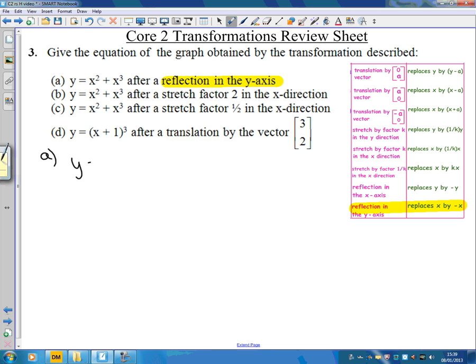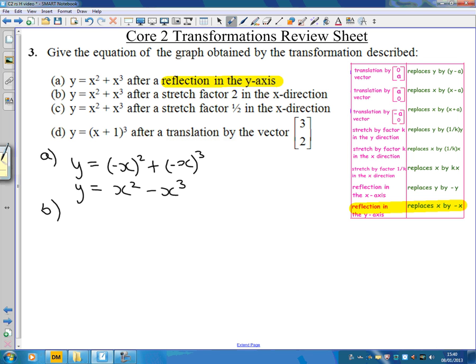So y equals, now the x was squared, so when we replace x with negative x, we have to make sure that that's in brackets because the whole thing is squared, and similarly with cubed. Now that's our equation, but we can tidy this one up. Negative x squared is just x squared. If you think about it, if you square a negative number, you get a positive. Negative x cubed is negative x cubed. So we can change that here where we're going to have plus minus x cubed, so it's just going to become minus. So it's going to be x squared minus x cubed.